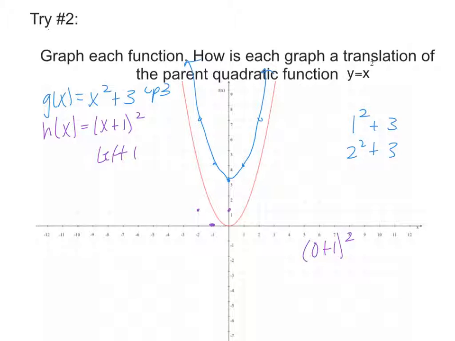After that, I'm going to test 1. So 1 plus 1 squared, well, 1 plus 1 is 2, and 2 squared is 4. So it's (1, 4) and (-3, 4). I'm just going to do one more. So 2 plus 1 squared, 2 plus 1 is 3, and 3 squared is 9. So I'm going to go (2, 9) and (-4, 9), which is up here. And so our graph will look like this. Sorry that it's written all over everything, but it has been shifted to the left 1.